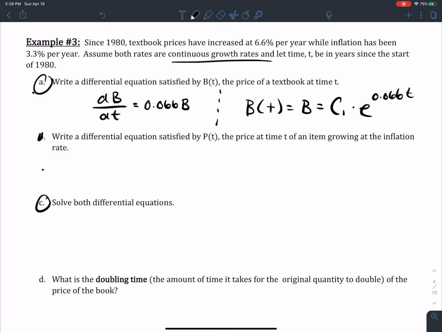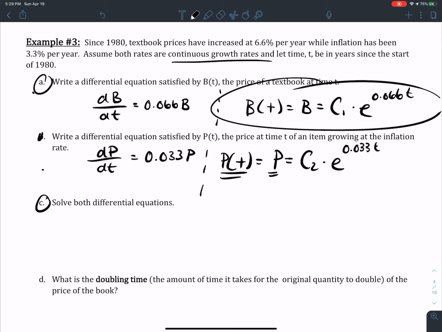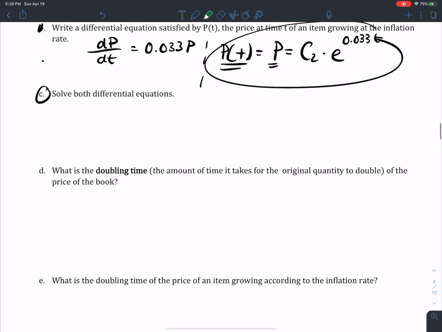t. So that's the price of the textbooks, and then we do the same thing with the price of the item of inflation. The change in price with respect to a small change in time is 3.3% of that original price, continuously growing each year. So again, by that same method that we've been doing for a while, that equation, and I don't care if you use function notation or standard notation, would be some other C value. So that's why I'm calling it C2 e to the 0.033 times t. Now with this one, we're more looking at the relationship of the growth rates. So what is the doubling time? And that's just another really good example.